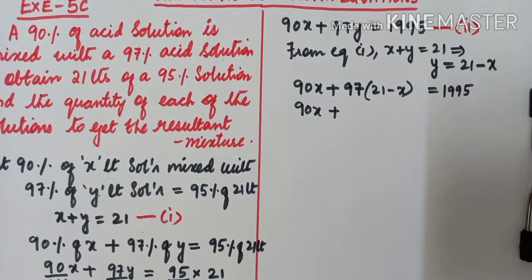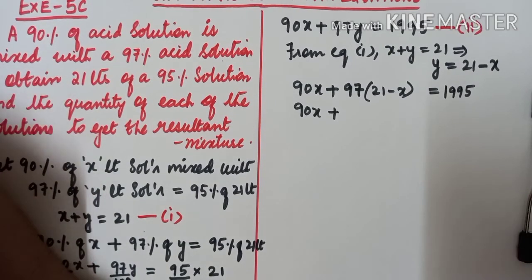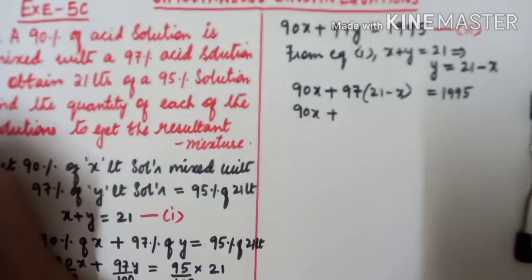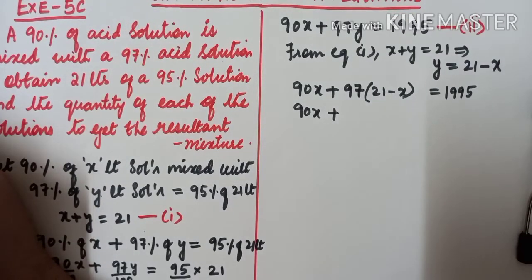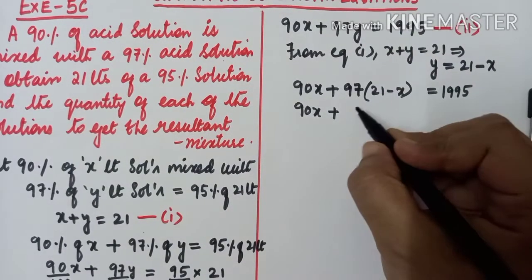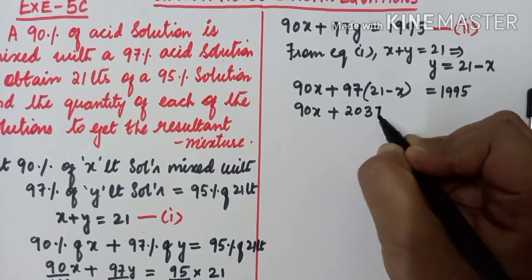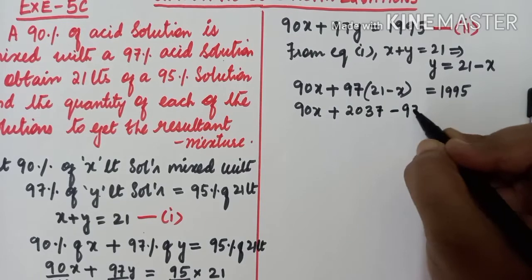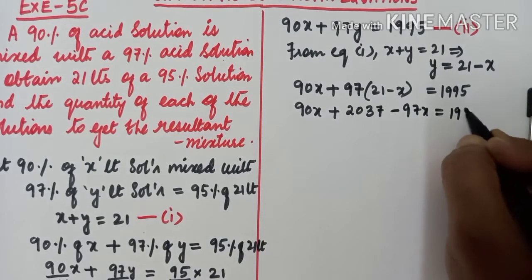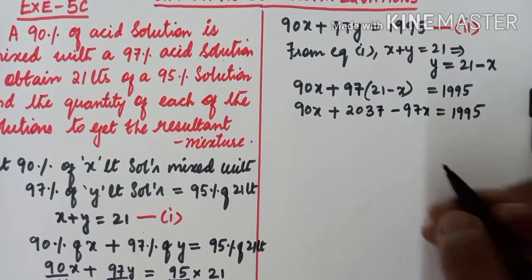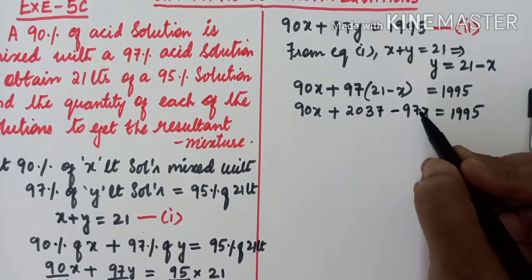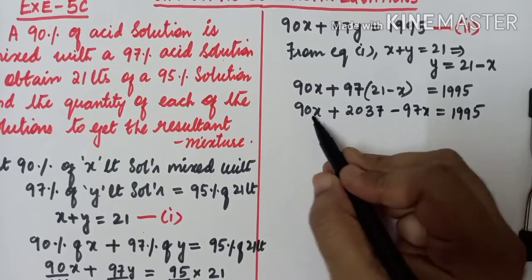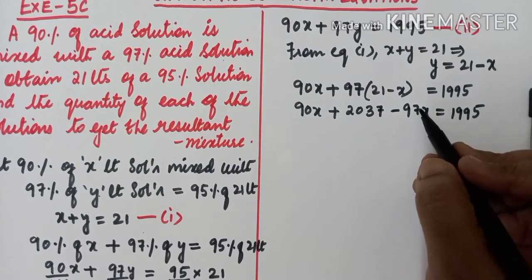What is 97 into 21? Let me just do it in rough, as I don't have space here. 97 into 21, it will give you 2037. Then minus 97 into x will be 97x equals to 1995. So now after that 90x minus 97x. These both are like terms, so let us subtract 90x minus 97x.